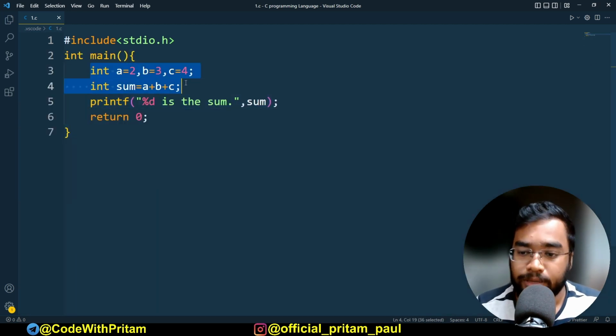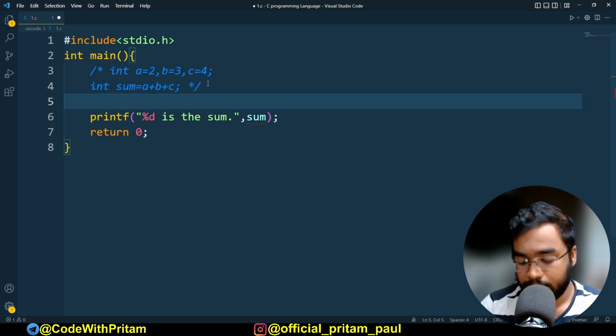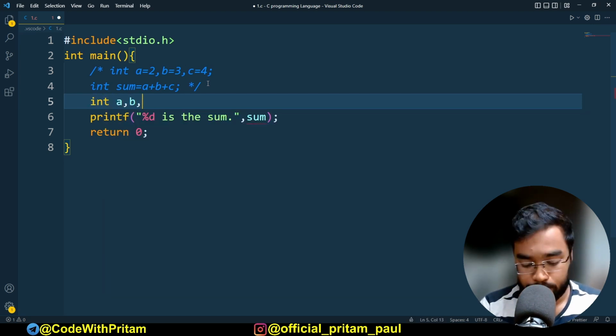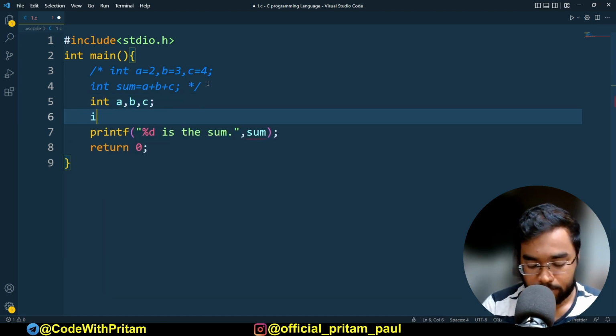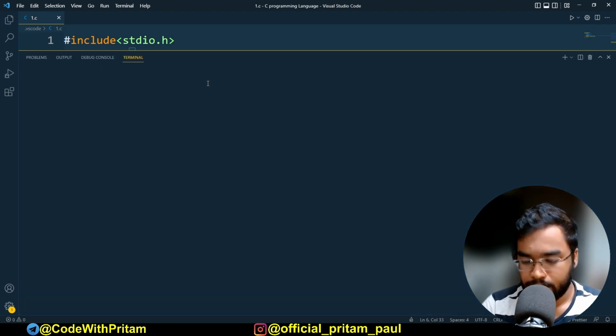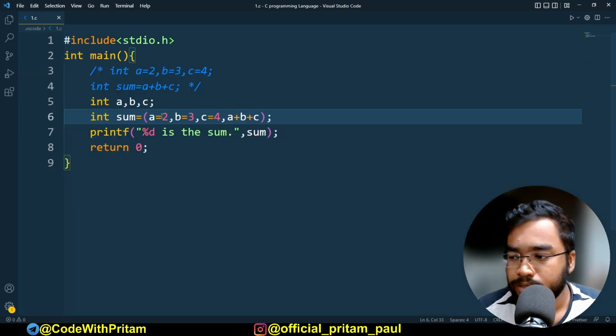That's fine. But if I want to convert these two lines into a single line, then the comma operator is a very crucial thing to be used. Okay. See how. Integer a comma b comma c with the declaration. Now, if I write integer sum equal to a equal to 2, comma b equal to 3, comma c equal to 4, and then comma a plus b plus c. Okay, semicolon, and you can see that 9 is the sum.